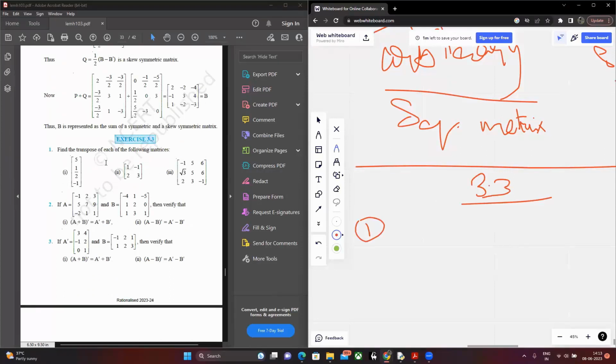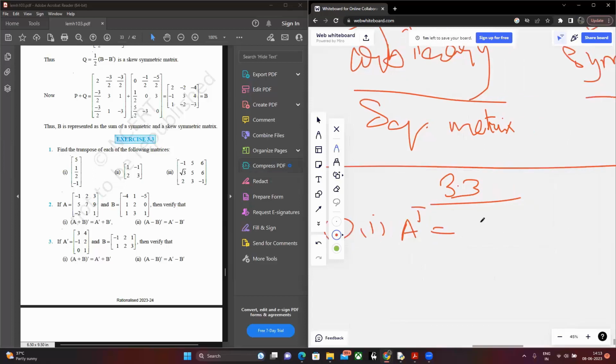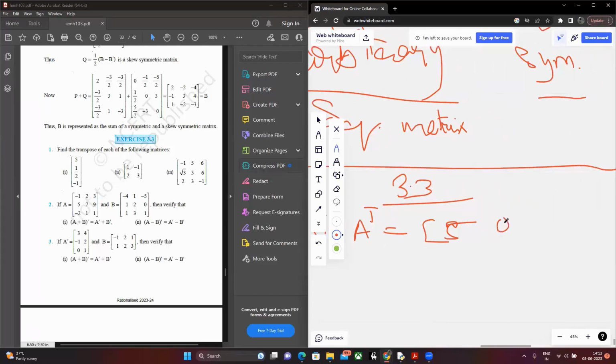And the transpose of each of the following matrices. I'm not going to waste time drawing the original matrix. I'm just going to go ahead and draw the transpose matrices, and I'm going to discuss the orders. The first subpart is going to have an order, the original matrix is going to have an order of 3 × 1, because it has 3 rows and a single column. This column matrix, let this be A. Then A transpose is going to be a row matrix of elements 5, 0.5, that's half, and minus 1.